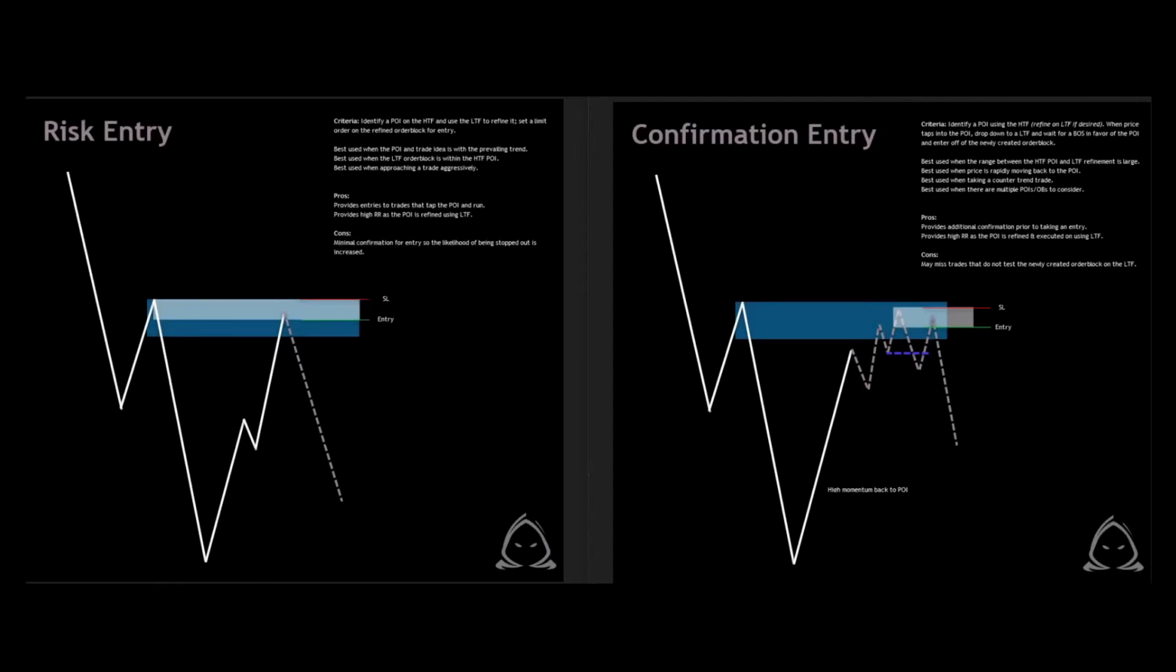When it comes to looking at entries on order blocks, there are two types of entries that you can use, both with their own pros and cons. There's the risk entry and the confirmation entry.